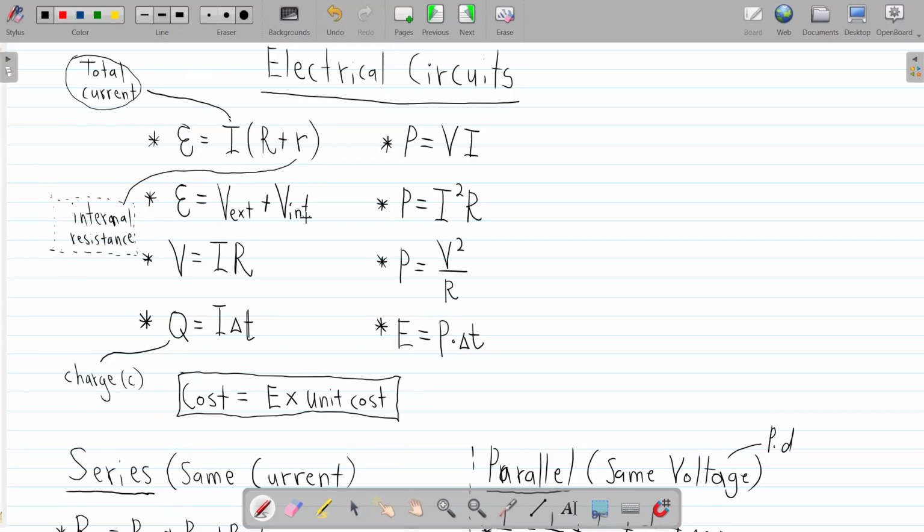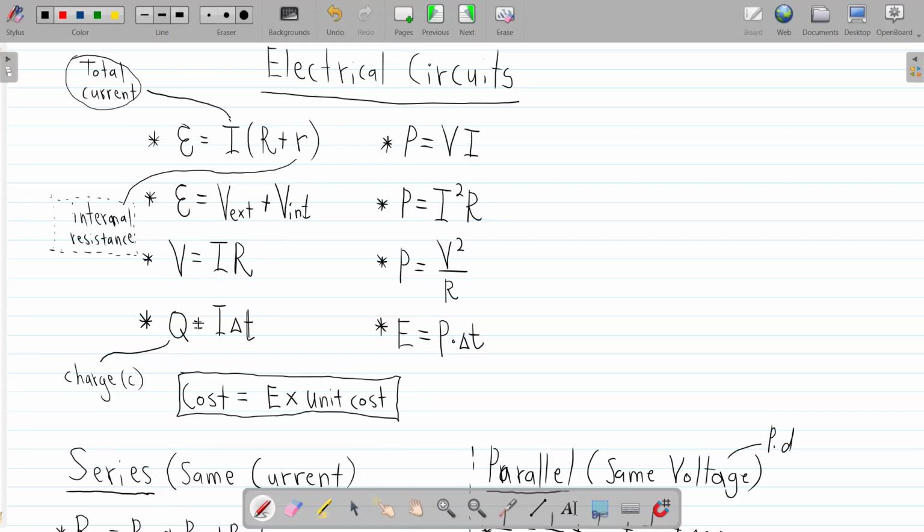The second equation: V external is the potential difference of all the external resistors, and V internal is the potential difference of the internal resistance of the circuit. Okay. Now, this is Ohm's law, the old Ohm's law that you know. Potential difference equals the current multiplied by the resistance.